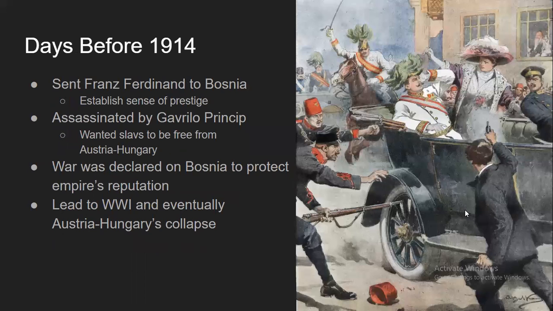And then these are the days before World War One. At this time, Austria-Hungary had perhaps the biggest influence in the beginning of World War One. The emperor infamously sent Franz Ferdinand to Bosnia for a diplomatic mission in 1914, only for him to be assassinated by the Serbian Gavrilo Princip. In turn, this sparked large amounts of nationalism in Austria and Hungary, who declared war on Serbia.